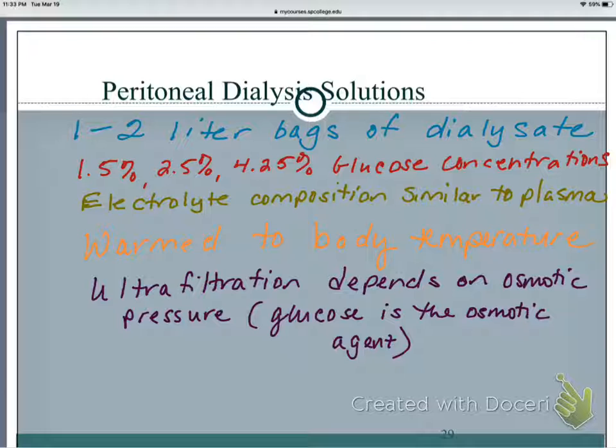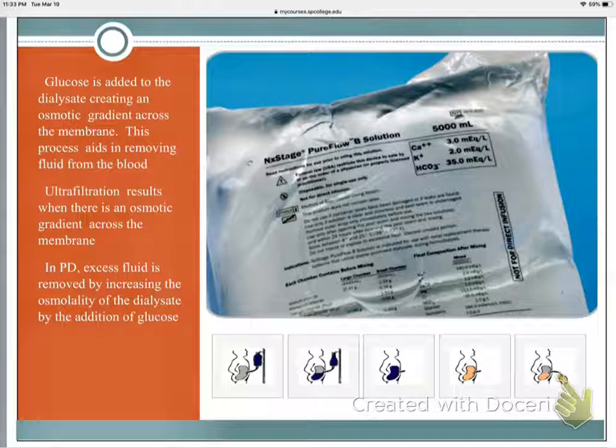We put the solution into the peritoneal space, and we call them exchanges. So we're going to talk about the exchanges. But here's a picture of the bag for you. Glucose is added to the dialysate, which creates an osmotic gradient across the membrane. This process aids in removing the fluid from the blood.